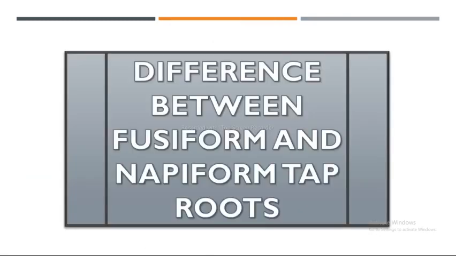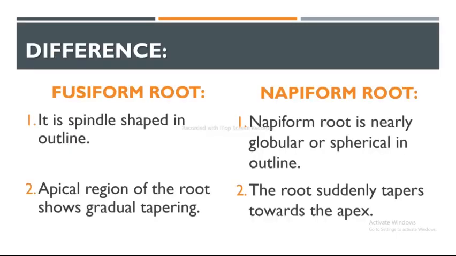So next I am going to discuss the difference between the fusiform and napiform taproots. First I will discuss the fusiform root, and then the napiform root. Fusiform root: it is spindle shaped in outline. Napiform root: nearly globular or spherical in outline. Fusiform root: apical region of the root shows gradual tapering. Napiform root: the root suddenly tapers towards the apex.